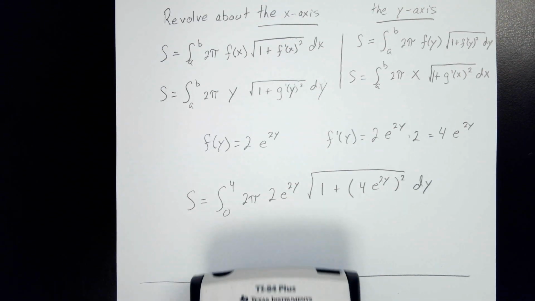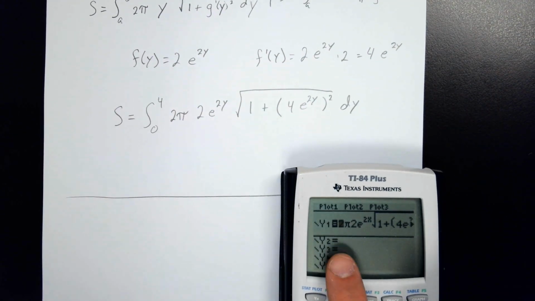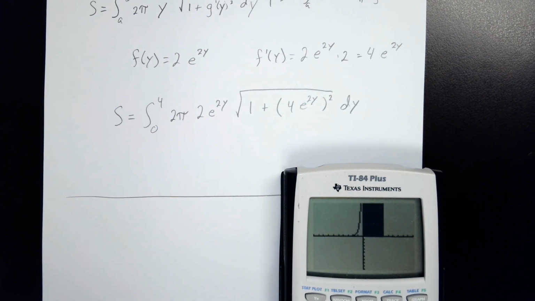What I've done is, in my calculator, I plugged in this function, 2 pi, in terms of x instead of y: 2 pi e to the 2x times the square root of 1 plus the quantity 4e to the 2x, squared, all under that square root. So I'm going to graph this function real fast. It'll look something like that.